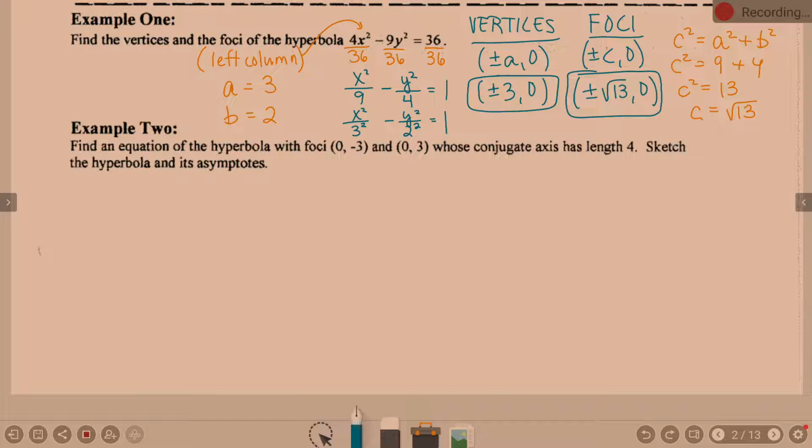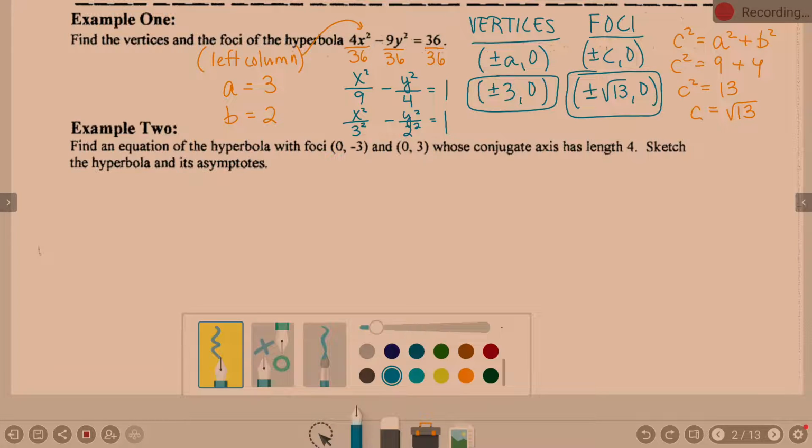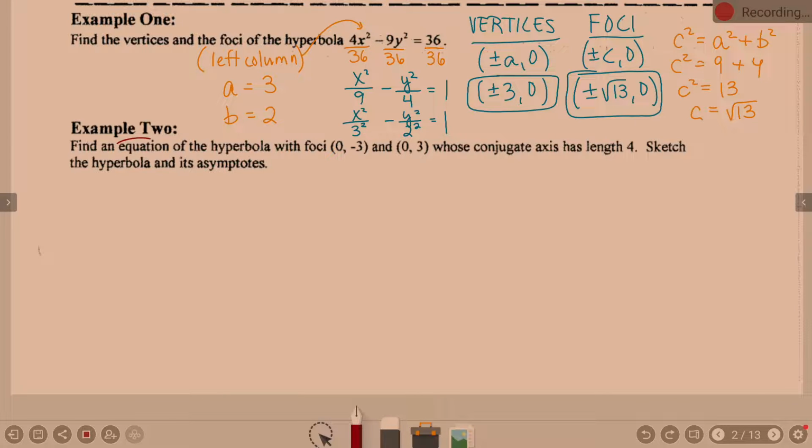Now, I don't know how much you guys remember about the ellipse examples we did a couple of days ago, but these are lining right up with those. So, find an equation of the hyperbola with foci 0, negative 3, and 0, 3, whose conjugate axis has length 4, and then sketch the hyperbola and its asymptotes. So notice we are trying to find an equation, and we are sketching. Okay. What are the pieces you're noticing?